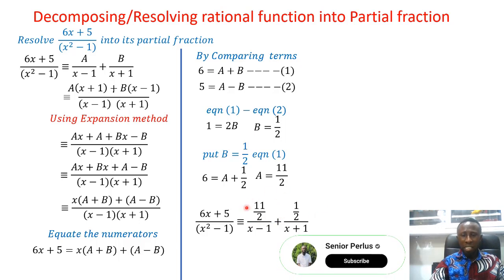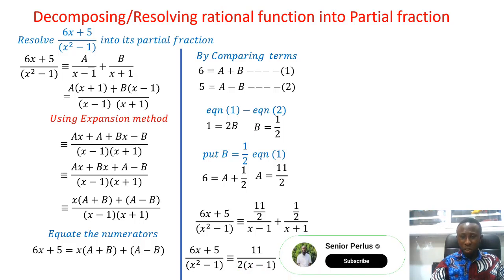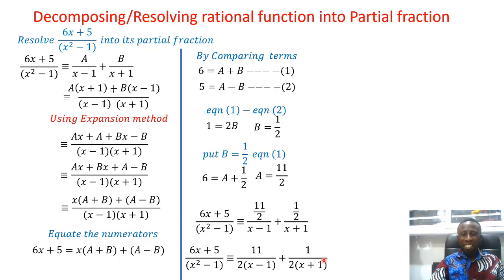So don't leave your answer in this. You just bring the denominator down, the 2 down here. So it will be 11 out of 2 times s minus 1, 1 out of 2 times s plus 1. This is what we said, write it in a tidy manner. Good. So let's try another method, the cover up method or the substitution method.